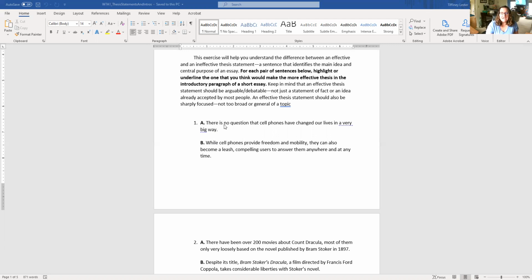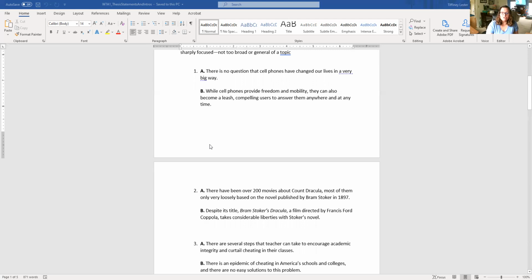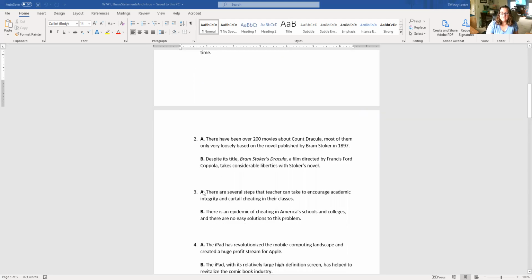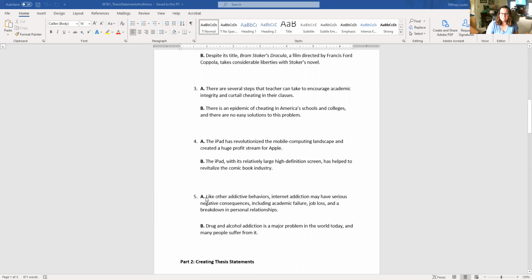If you think A is the better thesis statement, then underline it or highlight it, mark in some way that you think A is the better option. If you think B is the better thesis statement out of this pair, then you need to underline, highlight, or mark it in some way, okay? You'll do the same for 2, 3, 4, and 5, okay?